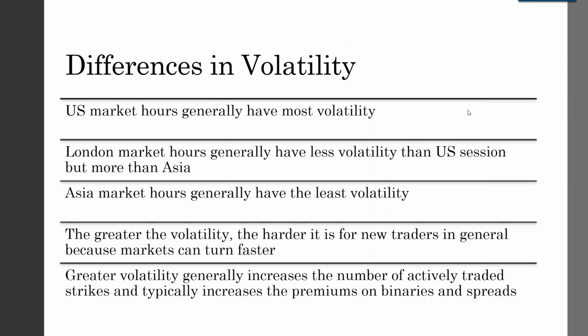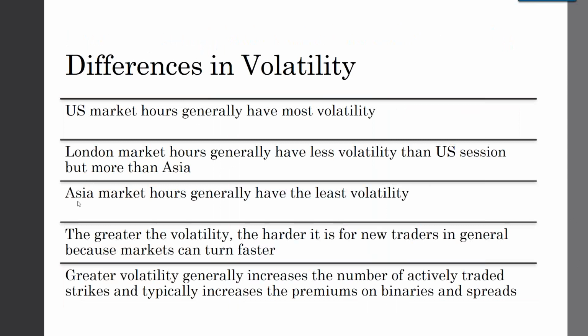Okay, now there are differences in volatility, okay? For example, the U.S. market hours generally will have the most volatility, and that is generally the hardest session for new traders to trade. The London market hours generally will have less volatility, but it's also what we would consider more seasoned traders. In other words, I would expect the market to move better during London than the US. They're, to me, just a more seasoned and mature set of traders, okay?